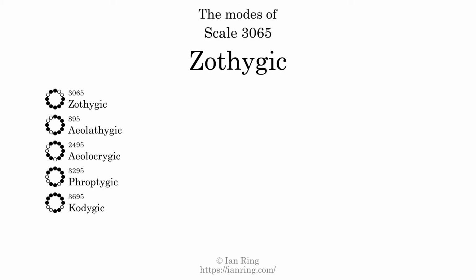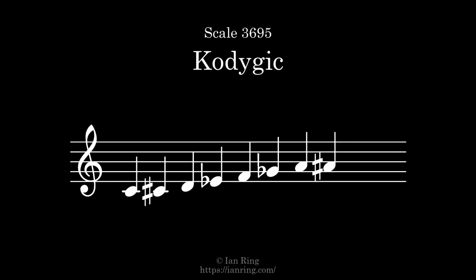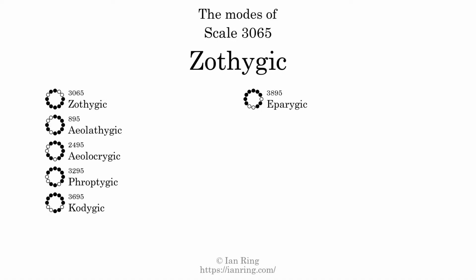The fifth mode is scale 3695, also known as Gyptergic. It sounds like this. The sixth mode is scale 3895, also known as Imperfections. It sounds like this.